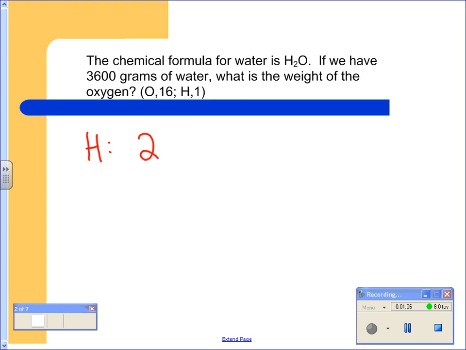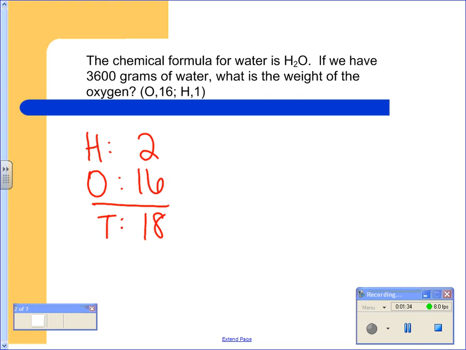Does that make sense? You've got 2 hydrogens. They each weigh 1, so the total of them is 2. For the oxygen, how many oxygens do we have? 1. How much does it weigh? What's our total? So the total weight of the compound is 18.